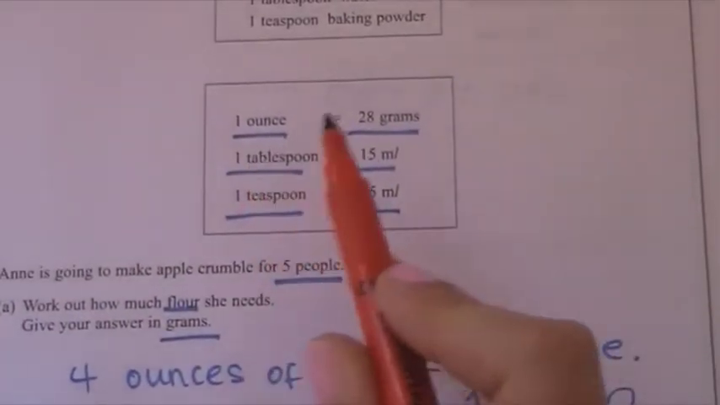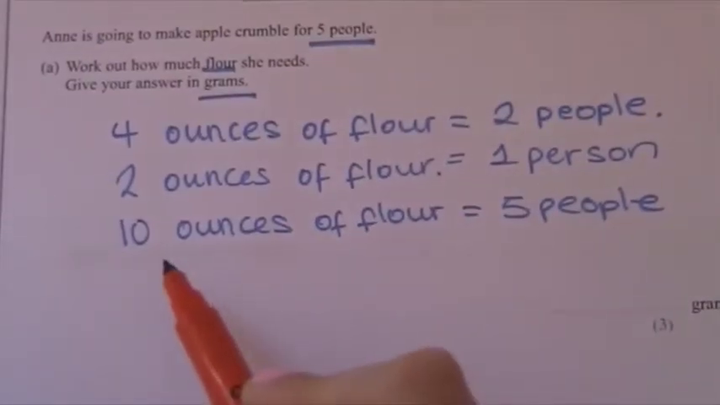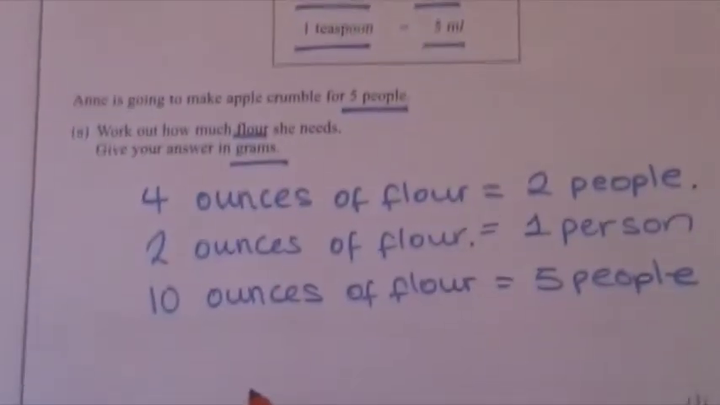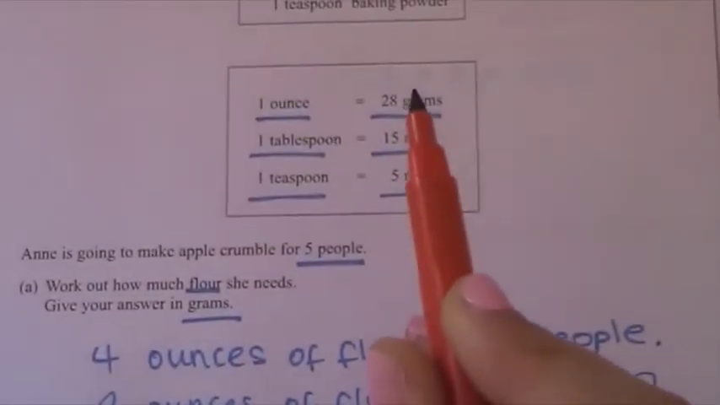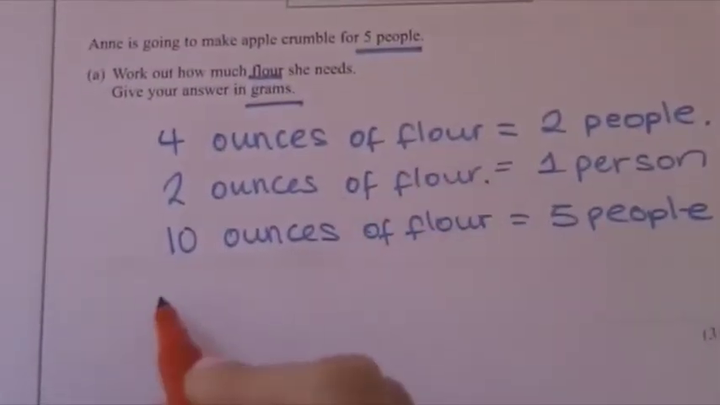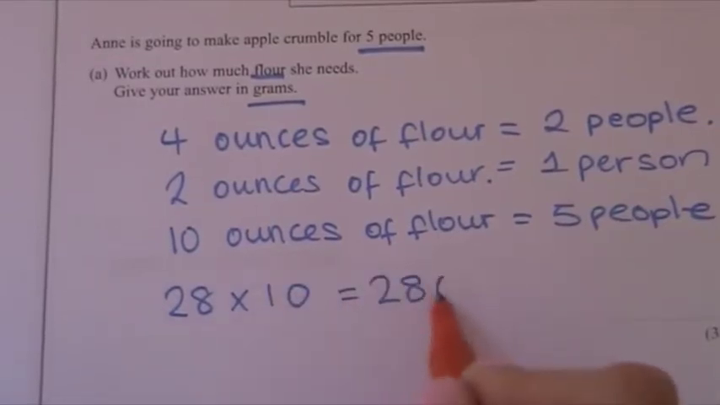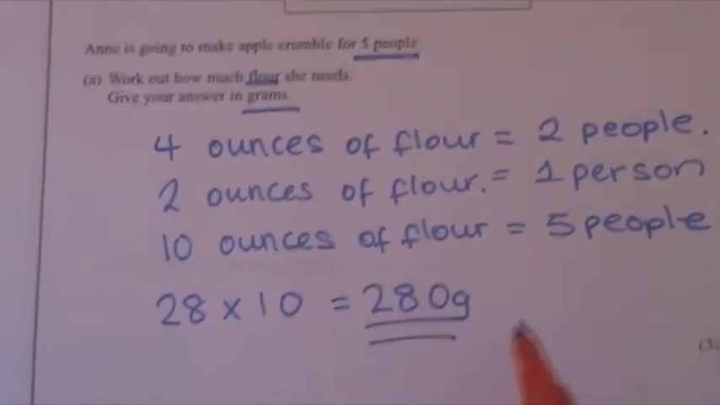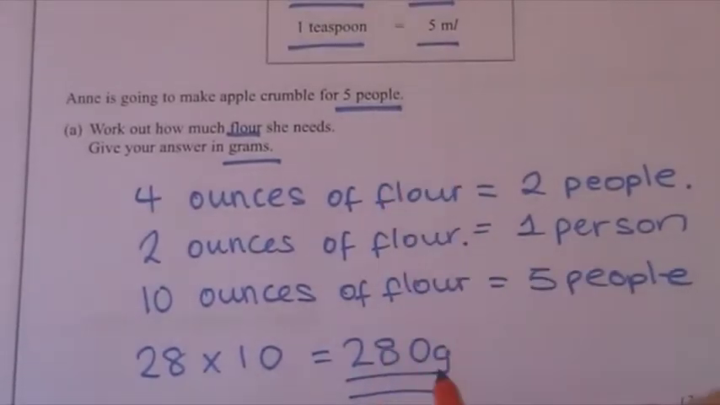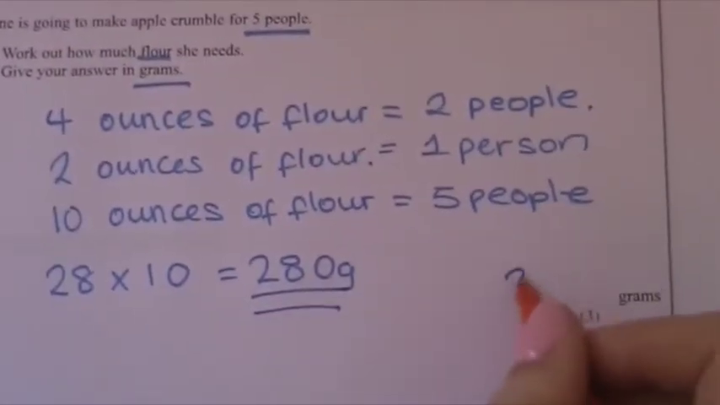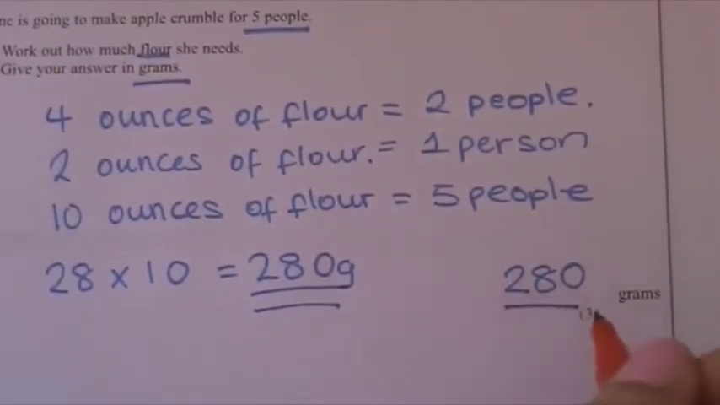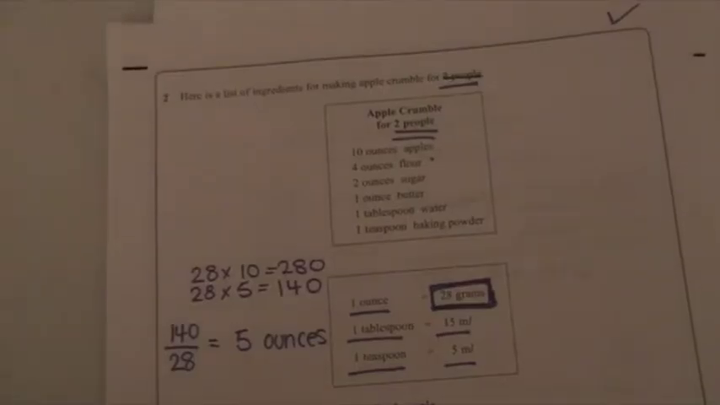Now, last point says, give your answer in grams. So 1 ounce is equal to 28 grams. We've got 10 ounces. So 1 ounce to 10 ounces, we've timesed by 10, which must mean we need to do 28 times by 10. 28 times by 10 gives you 280 grams. That will be enough flour for 5 people, and it's in grams like the question has stated. Put that in my answer box.